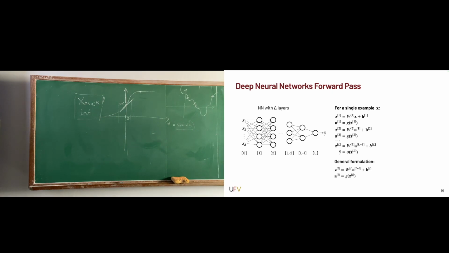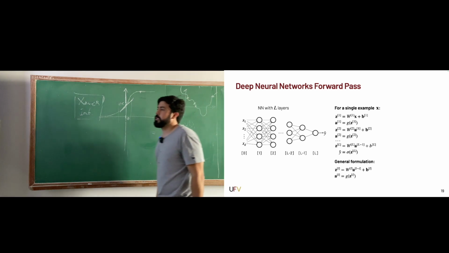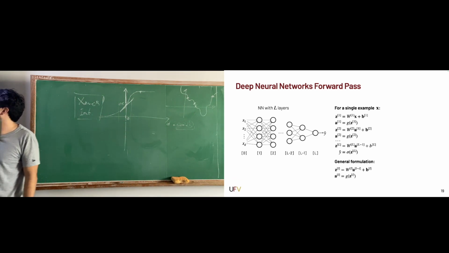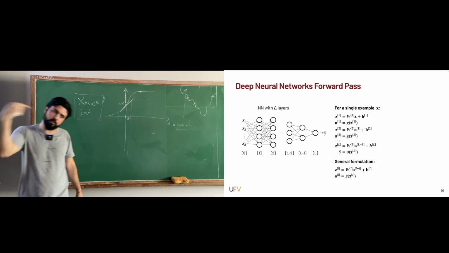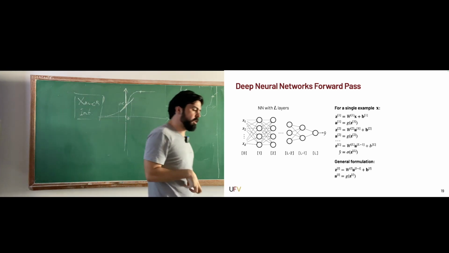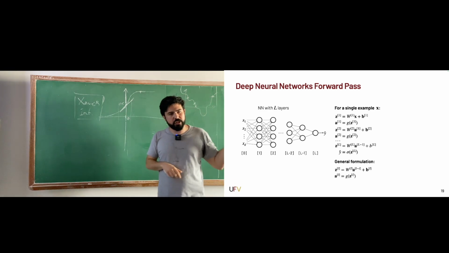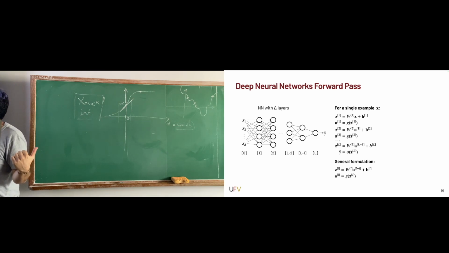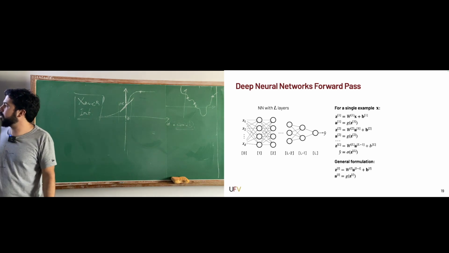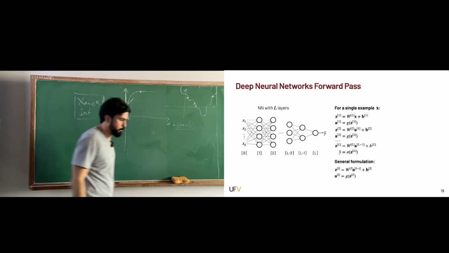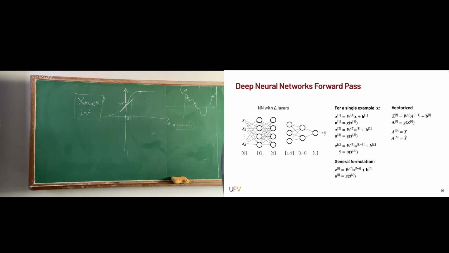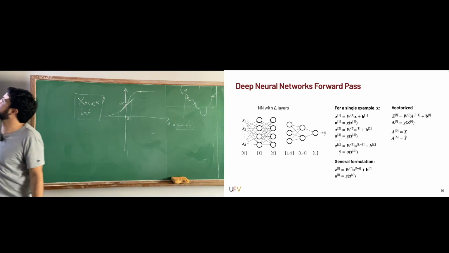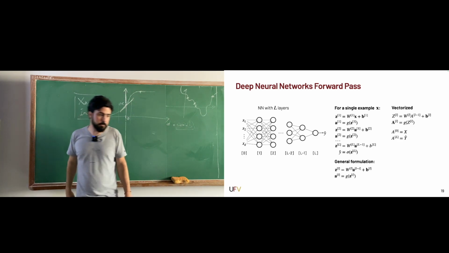We can rewrite this in a more general formulation using Z of lowercase l equals W_l times A of l minus 1. In other words, the current layer l takes as input the activation of the previous layer, that's why l minus 1. Then the activation of l is equal to g of Z_l. In a vectorized form, you would get it this way. This is just for a single example, and this is for the whole data set.